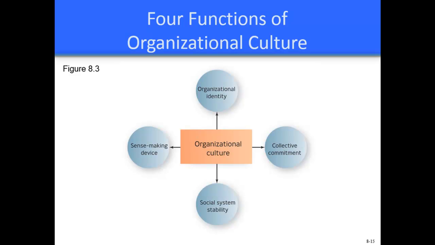We'll use this figure here to talk about the 4 functions of organizational culture. The first one is organizational culture gives the members of an organization an identity. The second function is that it facilitates a collective commitment. Third, it promotes social system stability. The more effectively conflict and change are managed within an organization, and the more that employees perceive the work environment to be positive and reinforcing, the more stable the social system within that organization will be.